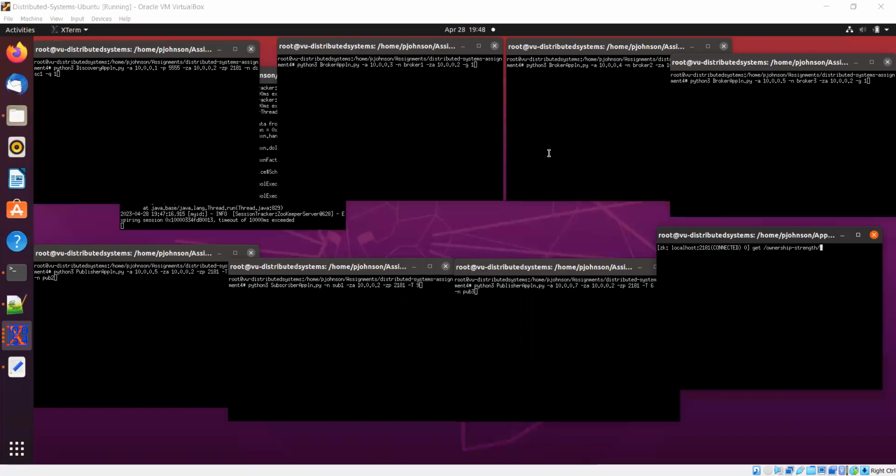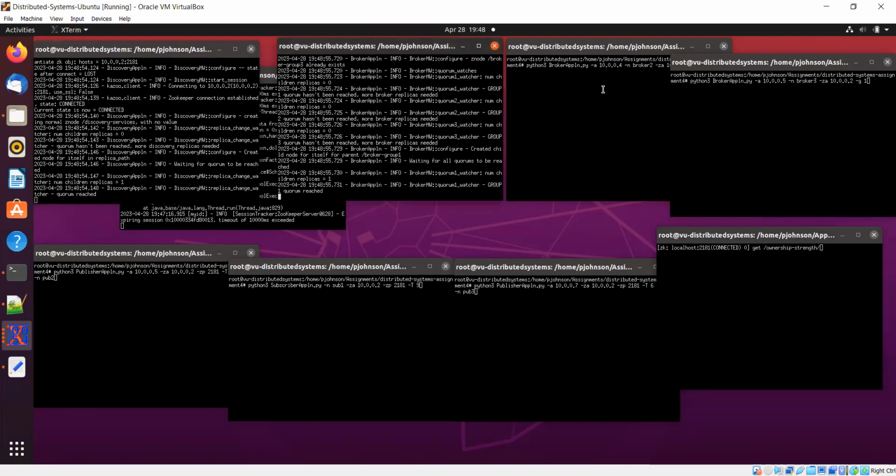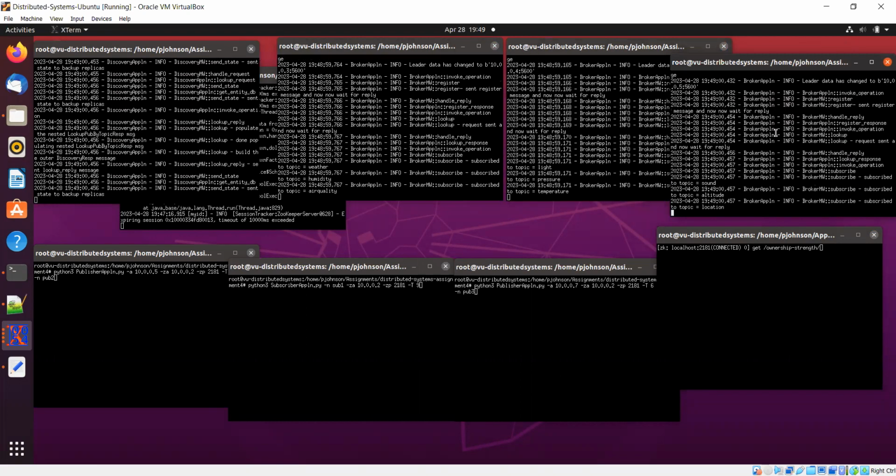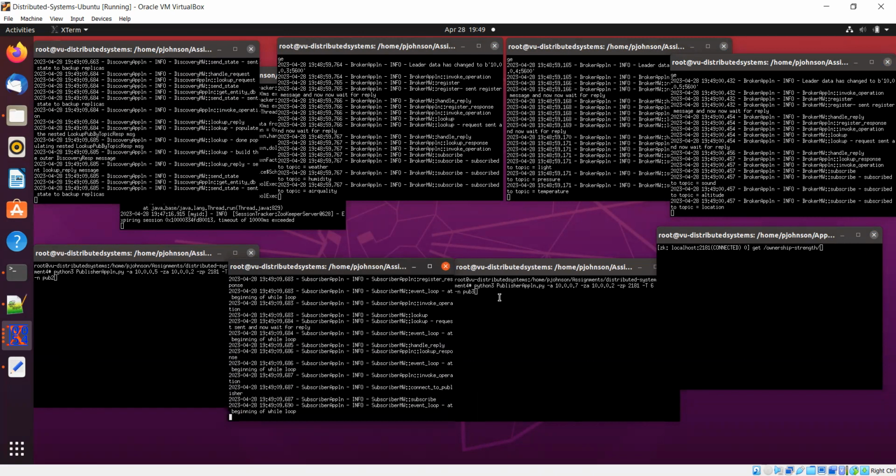So for this part of the demo, I'm going to show how ownership strength is used. First, I'm going to start a system with a single instance of the discovery service, and then one broker for each of the three topic broker groups. I'm going to start a subscriber that subscribes to all 9 topics. And I'm going to start 2 publishers, each that publish 6 different topics.